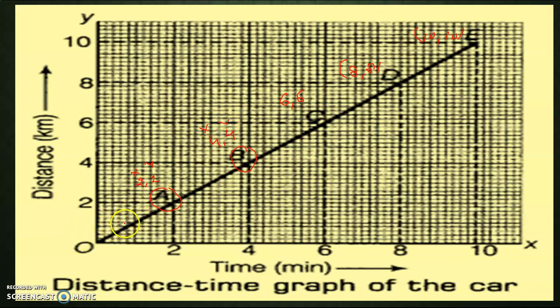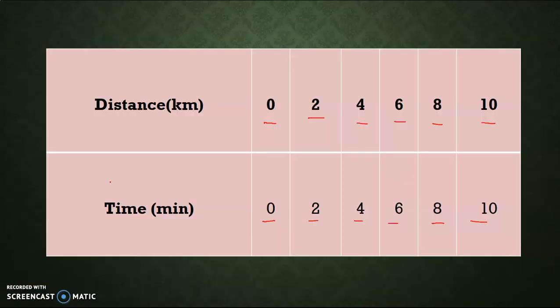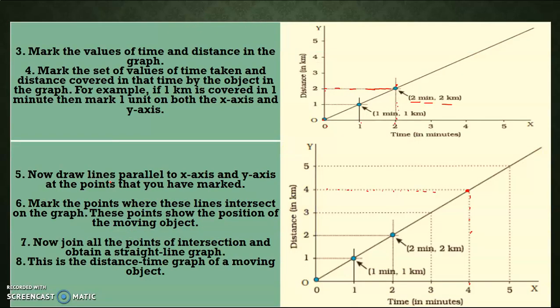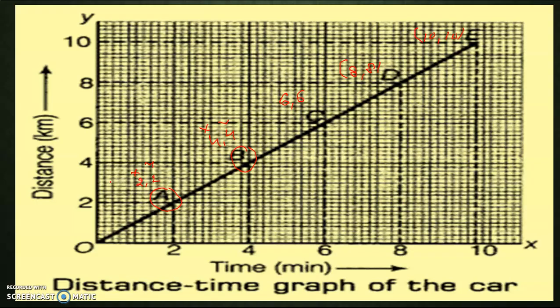If we join all of these points, we will find a straight line graph. So this is the graph represented with the help of this data. Here you see, on 0 there is 0, then 2 and 2, 4 and 4, 6 and 6, 8 and 8, 10 and 10. So this is the data which is represented with the help of this graph. By this method we can draw a distance time graph on graph paper.